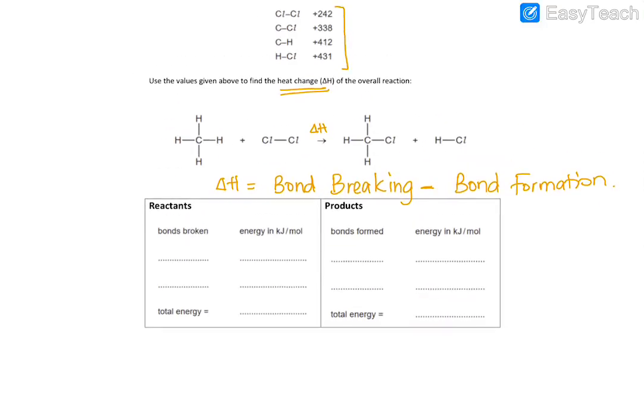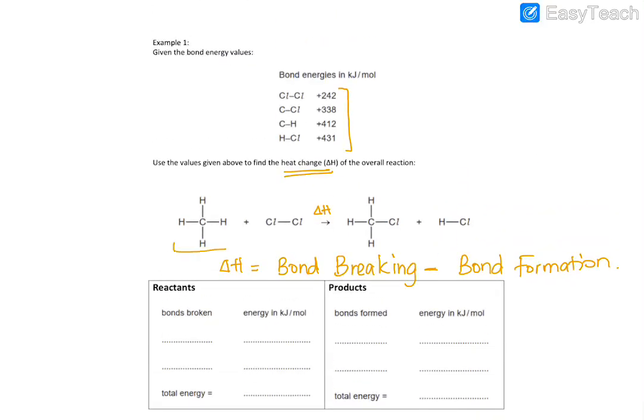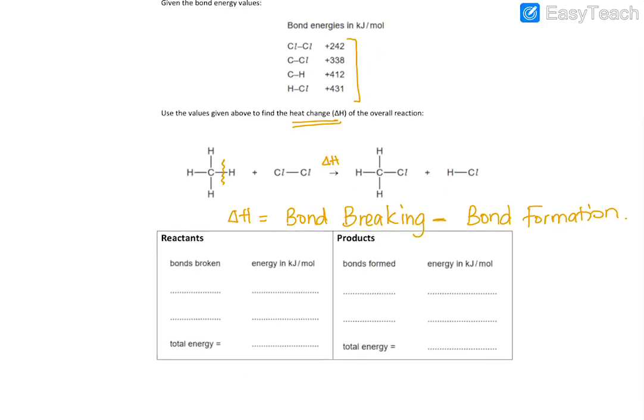So let's look at the bonds that are being broken here. These are called displayed formulas. A displayed formula shows all the bonds in the molecule. So if you look at this, the carbon is the same, hydrogen is the same. So we're not breaking these bonds, but this bond is being broken. So I'm breaking a C-H bond. And what am I forming instead of this C-H bond? I'm forming a C-Cl bond. So I'm breaking a C-H bond, I'm forming a C-Cl bond.